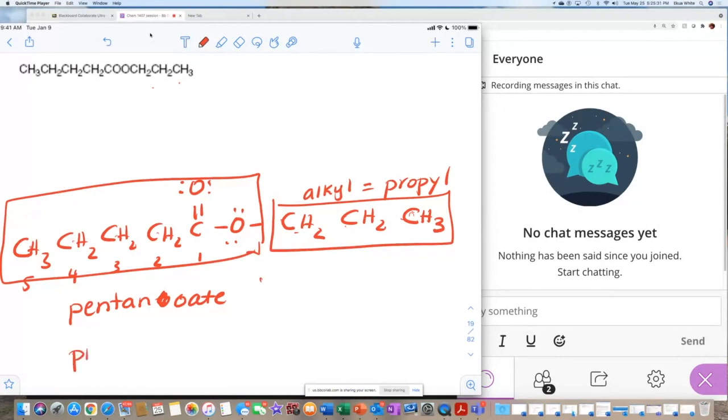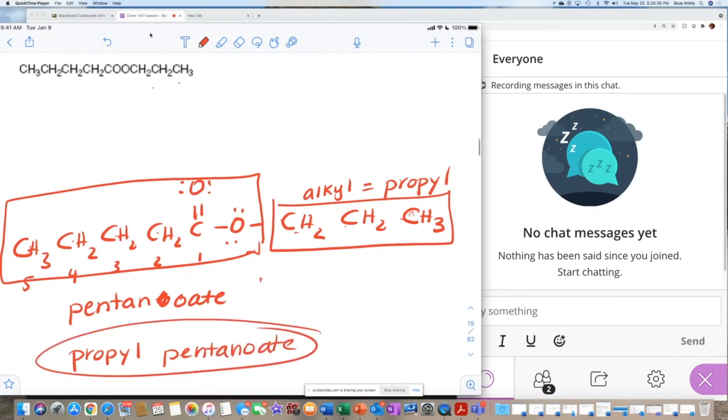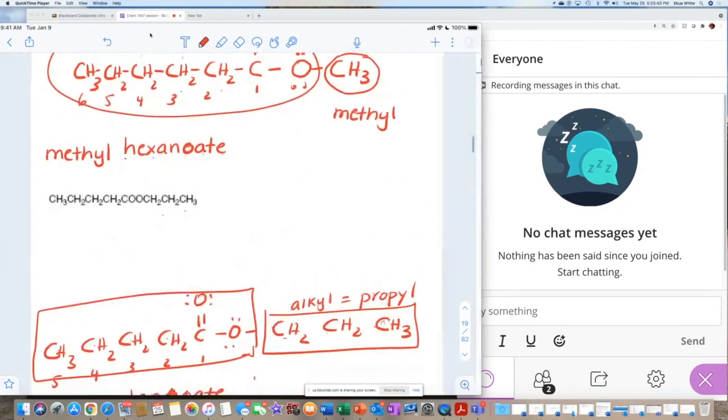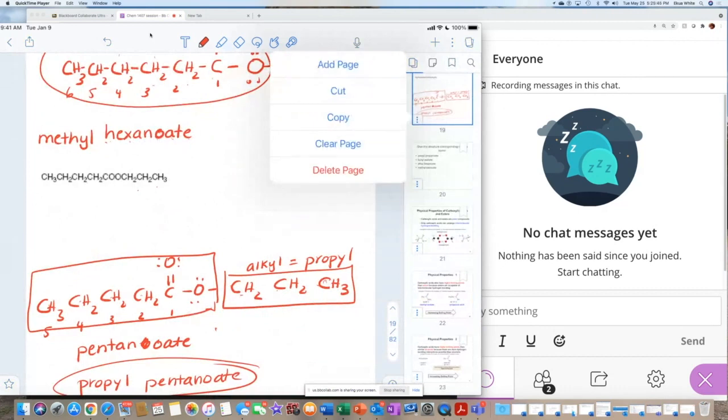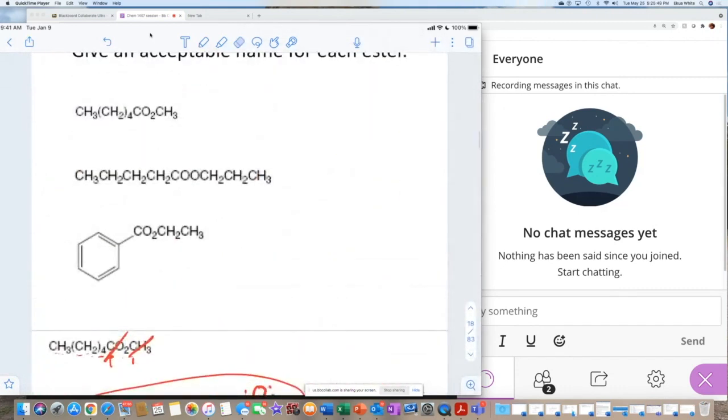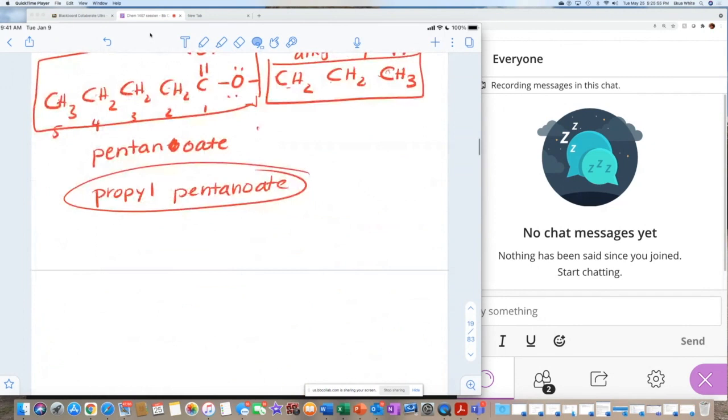Okay, so propyl pentanoate is the name of the structure, right? Much fun. And then we have one more. Let me add a page just so I can be a little bit more linear, to be a little less random. Our last one here has that benzene group. That's okay. We'll follow the rules and deal with it as is.